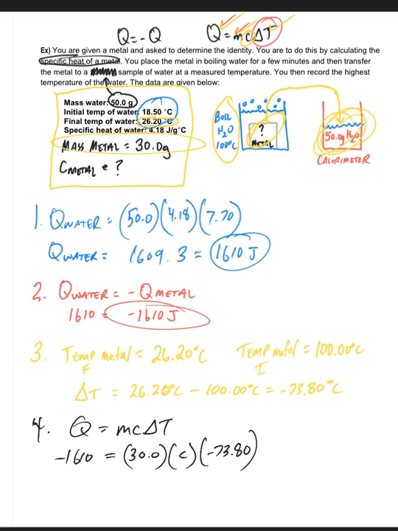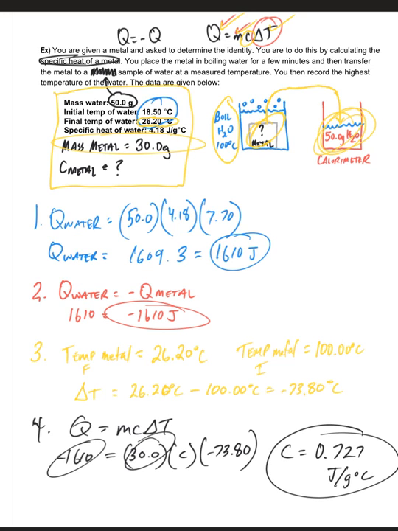Okay, so what I'm going to do is I'm going to take 1,610 and I'm going to divide it by 30, and I'm also going to divide it by 73.80. And when I do that, the negatives cancel out and make a positive, and I will get the specific heat by getting C by itself. And specific heat will equal 0.727, rounded to 3 sig figs, because 3 sig figs is the least number of sig figs. Joules per gram degrees Celsius is the unit for that specific heat. And that's our final answer.